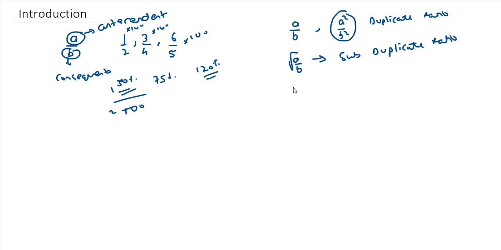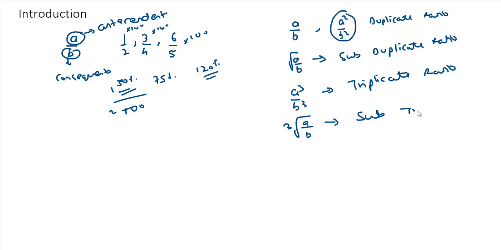If I cube this value, we'll get a cube by b cube. This is called the triplicate ratio. And if I take the cube root of these values, a by b, we'll get cube root of a upon cube root of b. This will be called the subtriplicate ratio. So this is the basic definition of ratios.